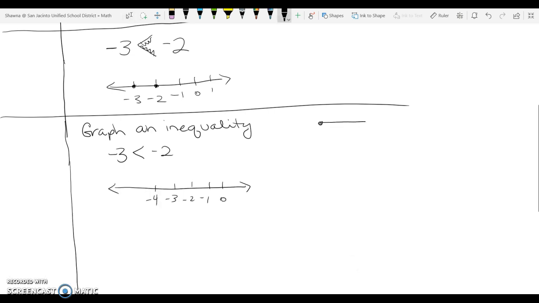do a closed dot and arrow. Okay, that would mean it is, well, in this case, it would mean it's greater than. If I do the arrow the opposite way, then that is less than. Scratch that. Sorry, these are less than or equal to. The closed dot includes the number.